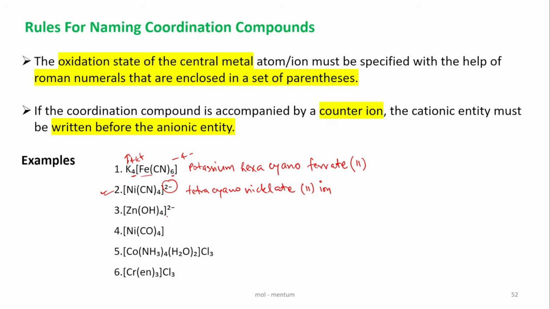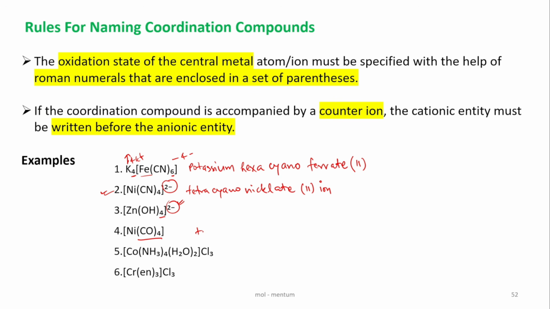Similarly for this one, write tetra for 4. This OH is hydroxido, or hydroxo you can write. So tetrahydroxo. Now zinc is written as zincate because this is 2 minus. So tetrahydroxozincate. Now the oxidation number will be again II. So tetrahydroxozincate(II). Again you will write ion because this is 2 minus.